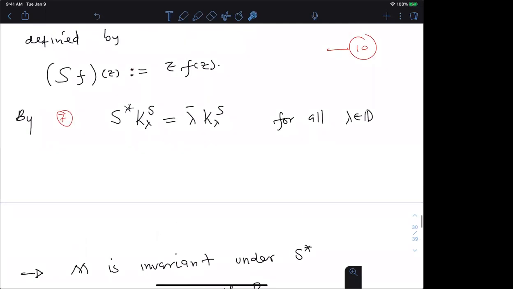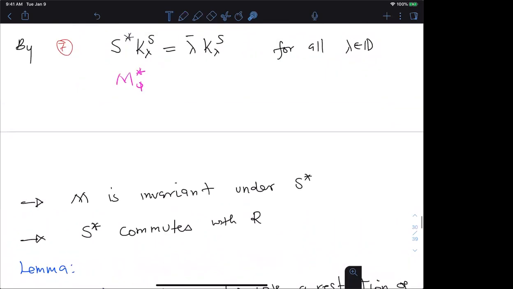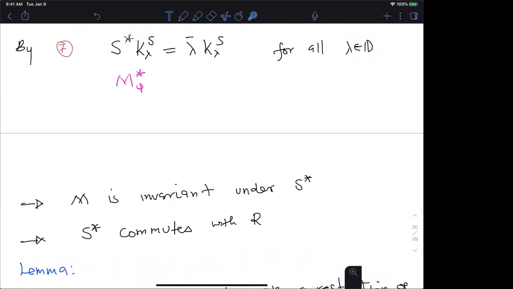So this is behaving exactly like the M phi operator. If that happens, then because the adjoint of the multiplication operator M phi star is acting on an invariant subspace which is spanned by the kernel elements, and this is exactly the same thing as such a multiplication operator, it means M, which is the subspace spanned by the Szego kernels, is invariant under S star.